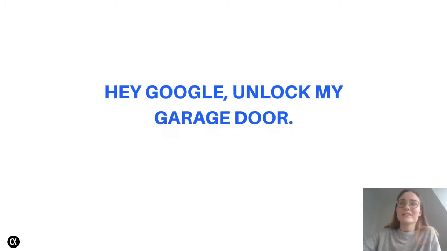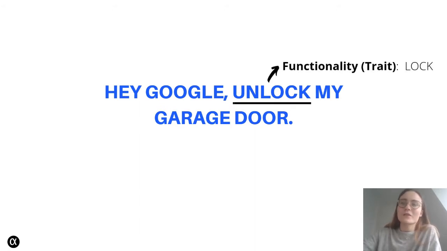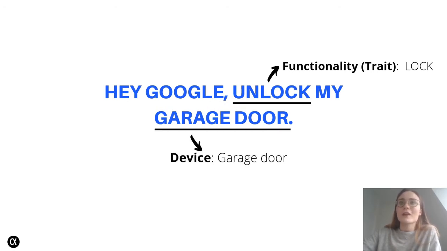So let's have a look at an example of a voice command. I will not read it, so as not to activate your devices, but we can see here the trait or the functionality, which is lock, and then the device, which is in this case the garage door.